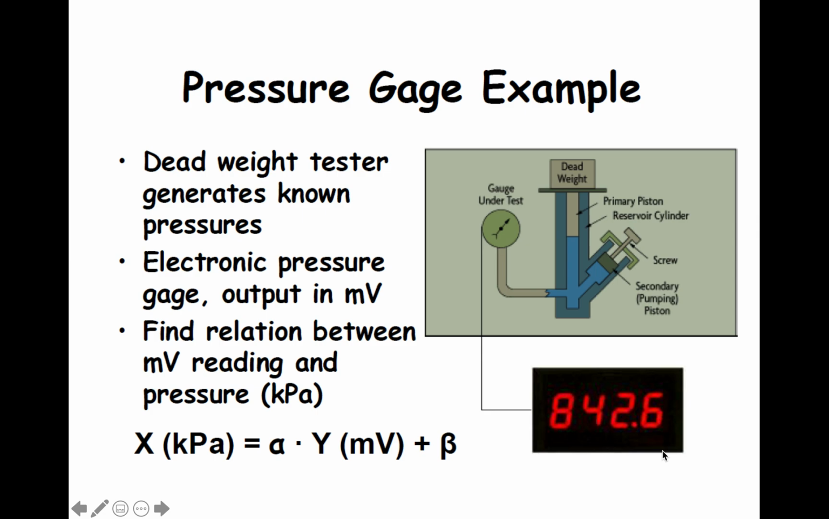In this example, we are going to use the dead weight tester to calibrate an electric pressure gauge with output in millivolts. What we want by the end of this procedure is to build the relation between the pressure gauge reading in millivolts and the real pressure in kPa, given by the dead weight tester. And the relationship we are looking for is X equals alpha times Y plus beta. Note that this equation is different from what we introduced at the beginning of this session.